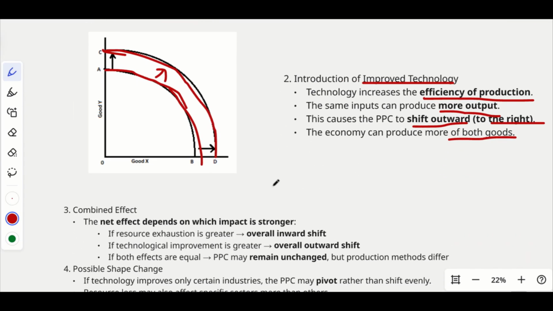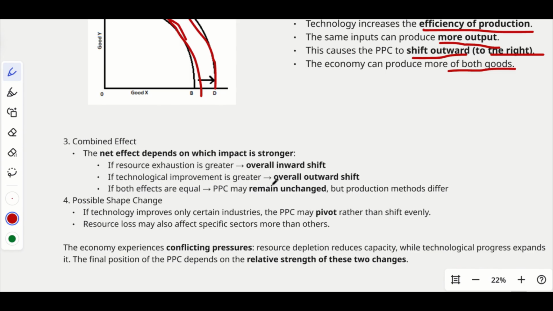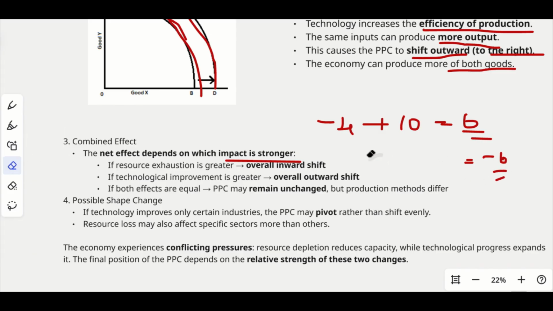We should consider the combined effect, right? What is the combined effect? The net effect depends on which impact is stronger. What do I mean by that? Here one is a negative effect, another one is a positive effect. Usually we add negative and positive values, right? For example, if it is -4 plus 10, what will be the result? It will be 6, right? Just like that, in this case it is a positive result. And what if it is -10 plus 4? What will be the result? It will be negative, right? Just like that, we have to consider the combined effect.